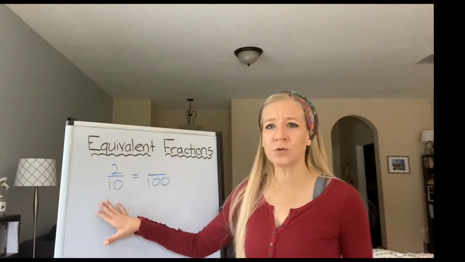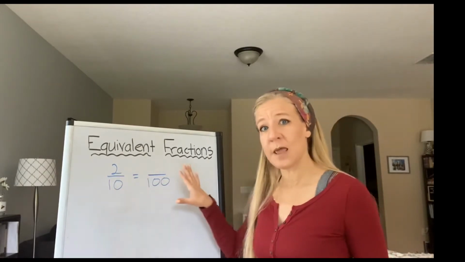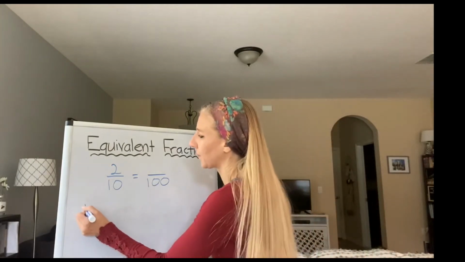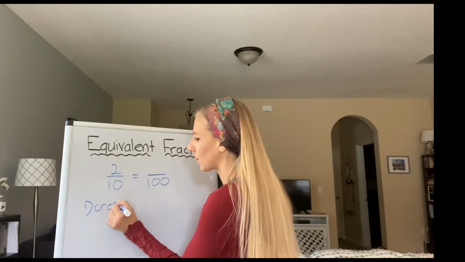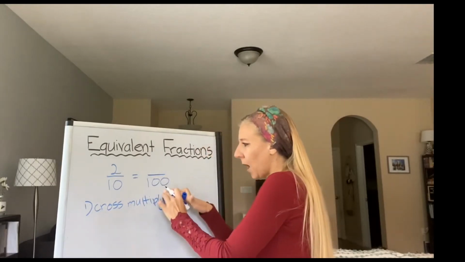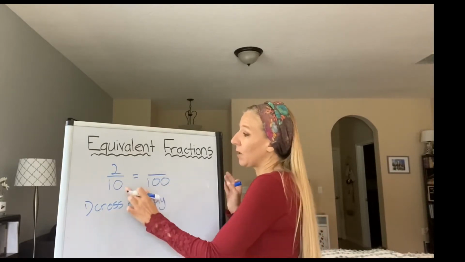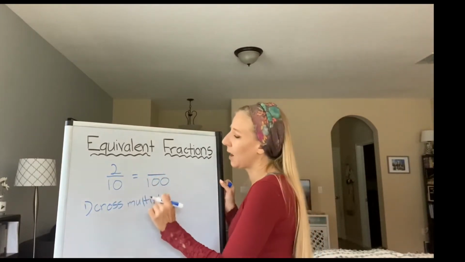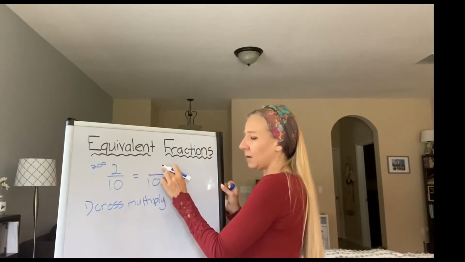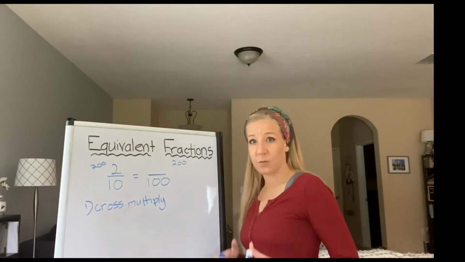On the whiteboard, I have 2 tenths equals what over 100. So how can I make a fraction that's equal to 2 tenths but has 100 as the denominator? Well, one way that you can do that is to cross multiply. So that would mean we would multiply from the bottom across to the top and then from the bottom across to the top. We don't know what's here, so we can't multiply that yet, but we could do 100 times 2 is 200. So whatever number we put here times 10 has to equal 200. So then what number times 10 would equal 200?